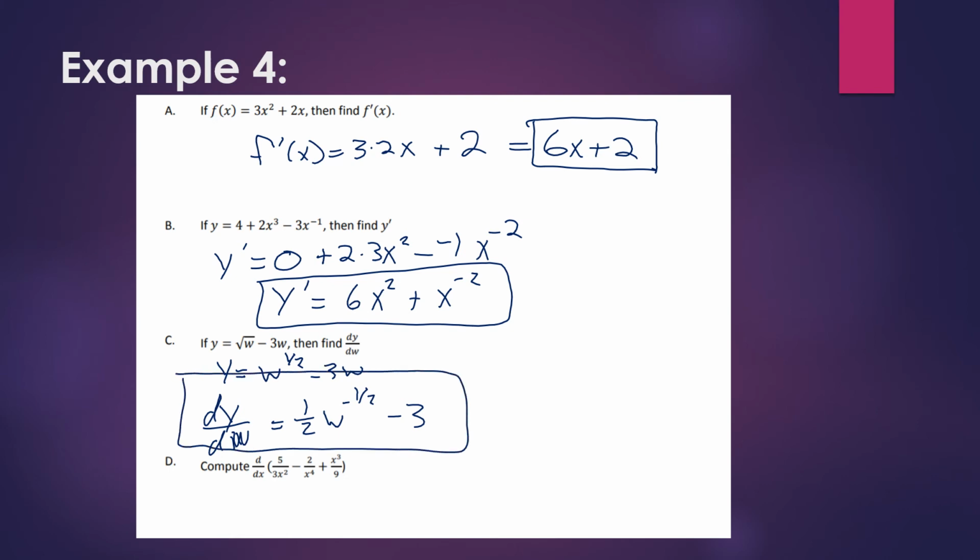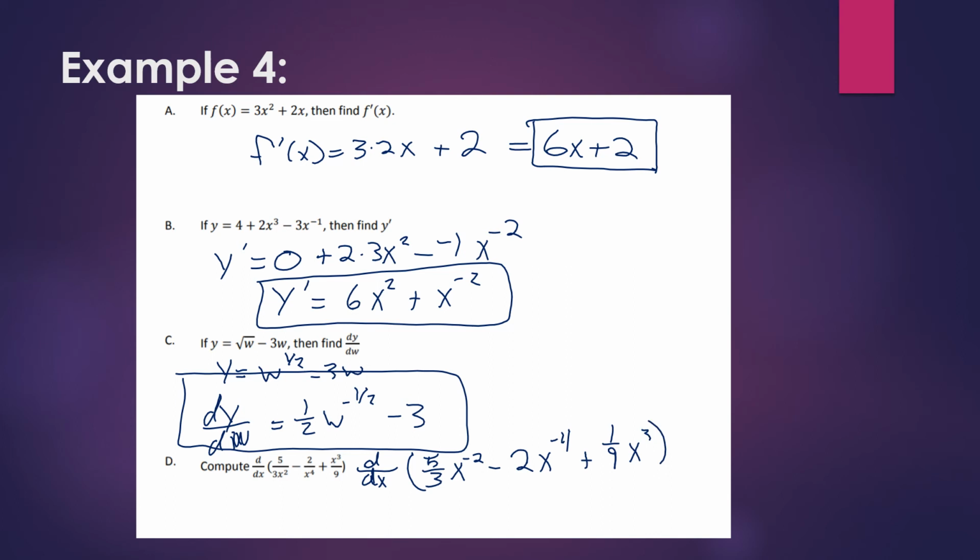And then for D, there is some cleaning up I need to do here. I'm going to go a little quickly, but the first term, so I'm not taking the derivative yet, d dx, 5/3, so this is going to be 5/3 x to the negative 2. So I'm bringing out the 5/3 and then taking x from the denominator to the numerator, minus 2x to the negative 4. So again, I'm bringing that 2 out front and then taking the x to the 4th to the numerator, which makes it negative, plus 1/9 x cubed.